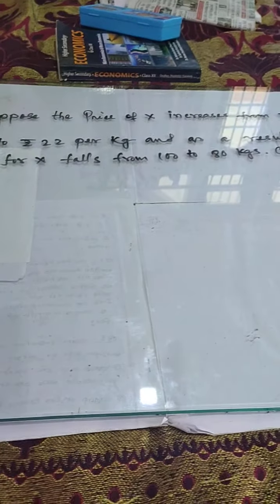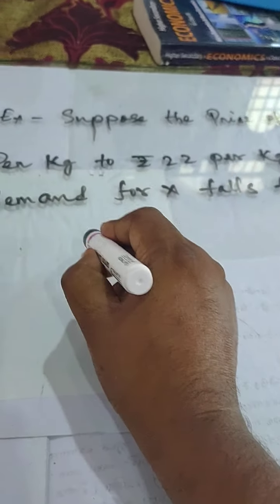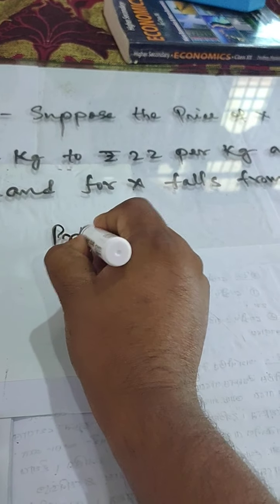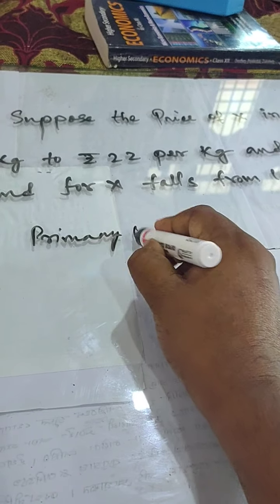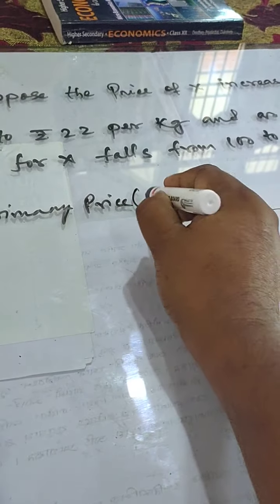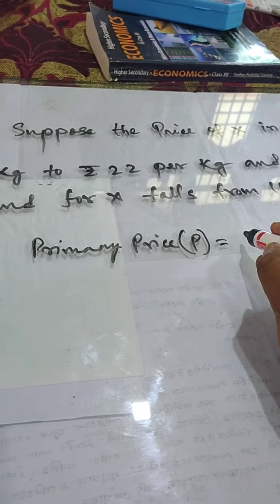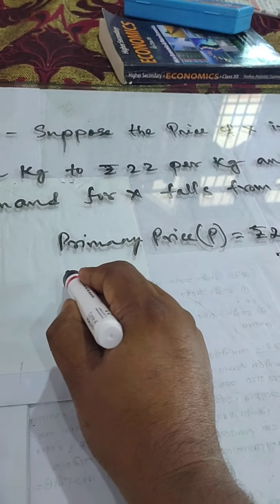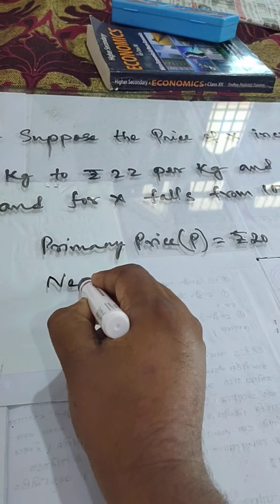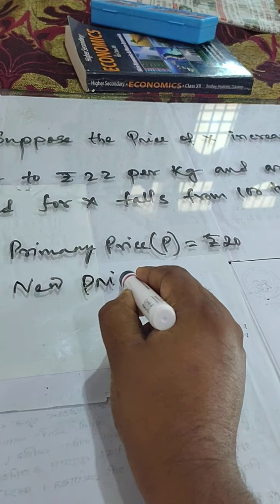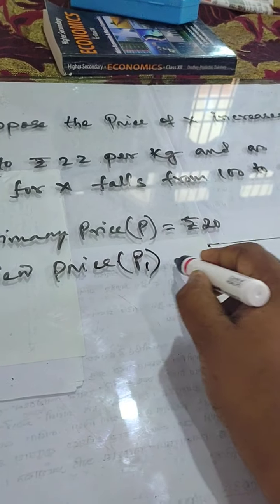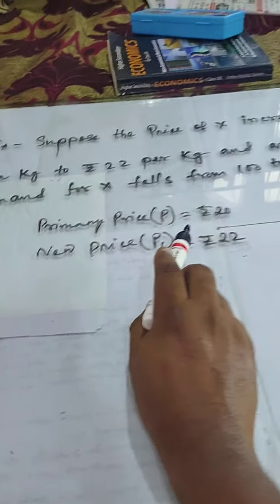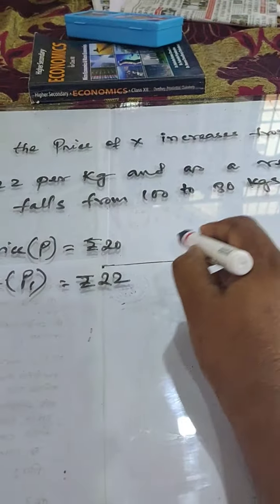So how can you do it? First you write down the primary price. It is indicated by P, equal to how much? It was rupees 20. Now the new price is how much? It is indicated by P1. It is equal to rupees 22. This information is given.